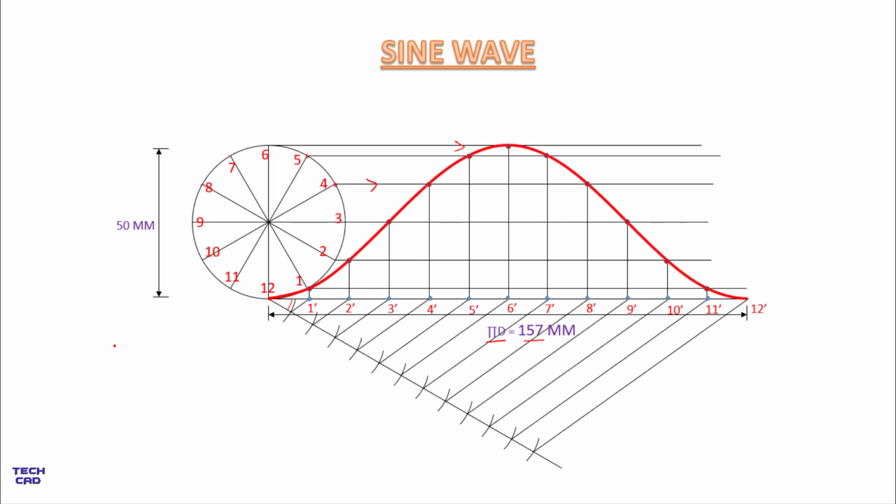If you want to draw the sine wave, we have y is equal to sine x. So x is the angle which is in this way. This is the x axis. This is the angle. We have a horizontal axis, and in the vertical we have y.